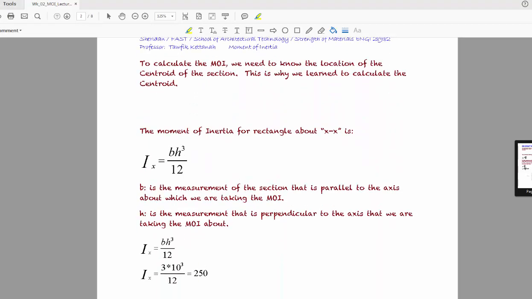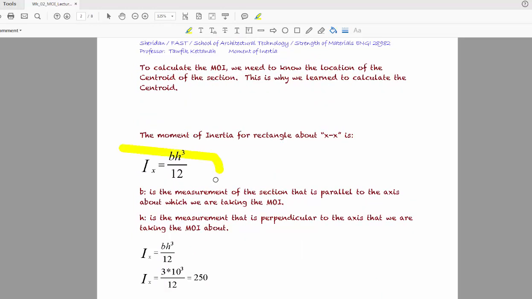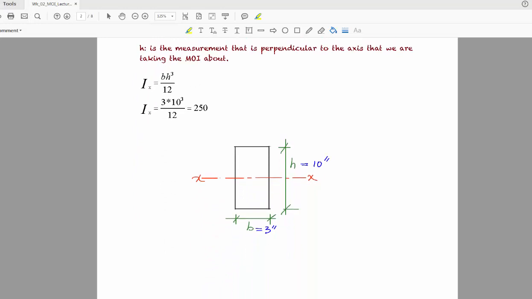Now, the equation of moment of inertia is, we don't need to derive the equation. It is bh cubed divided by 12. And if we take an example, we have a section and a beam, and this section has a width of 3 inches and a height of 10 inches. To calculate the moment of inertia about x-axis, it will be b.